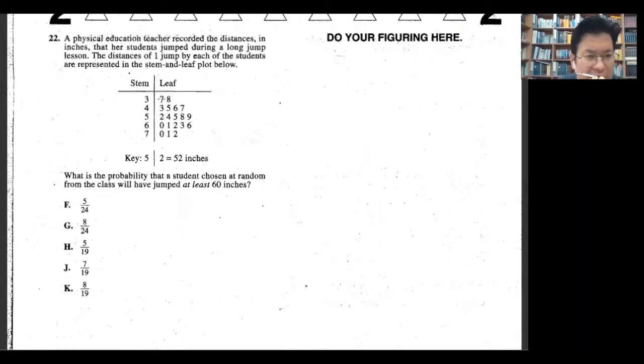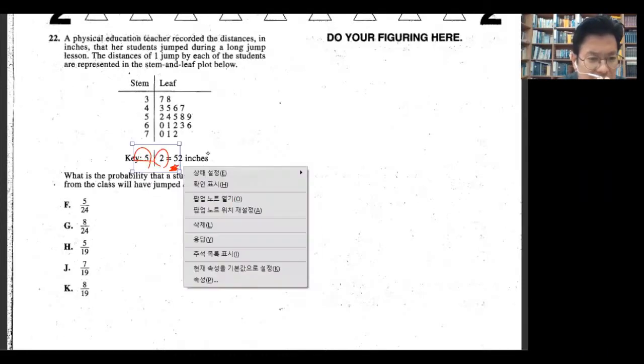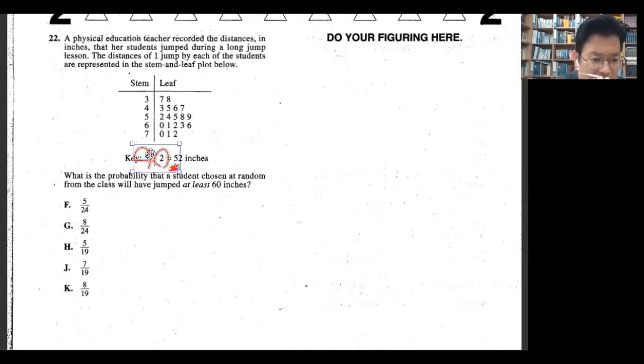Stem and leaf graph, we read it as the stem being the tens digit. So this is 50, tens digit, and 2 is the ones digit, so 52. That is pretty simple. At least 60 inches, which means 60 and up, so 1, 2, 3, 4, 5, 6, 7, 8. 8 out of how many total? 1, 2, 3, 4, 5, 6, 7, 8, 9, 10, 11. So 8 over 19.